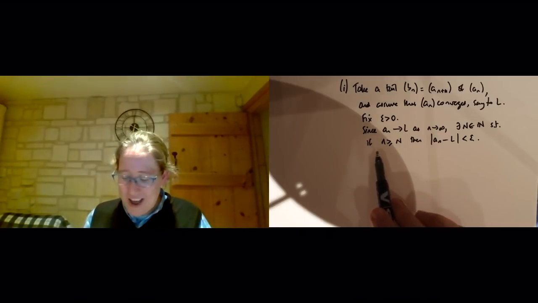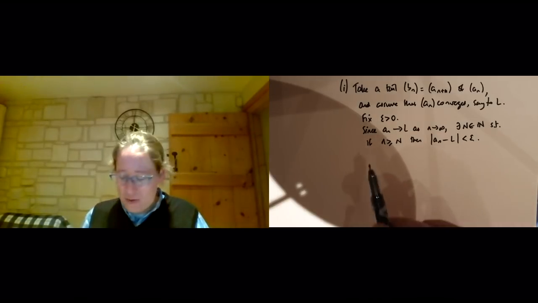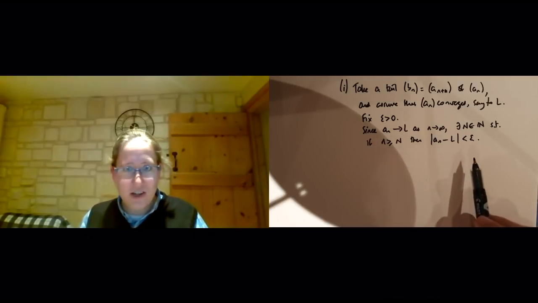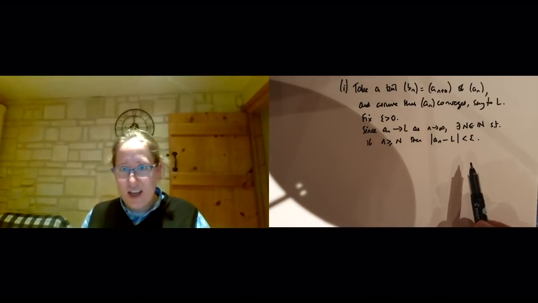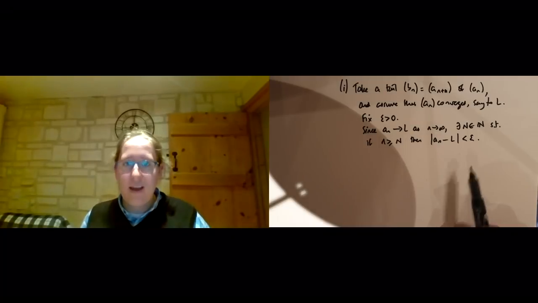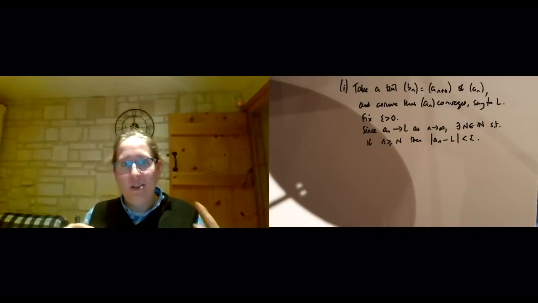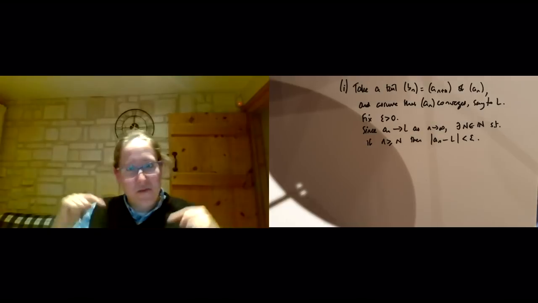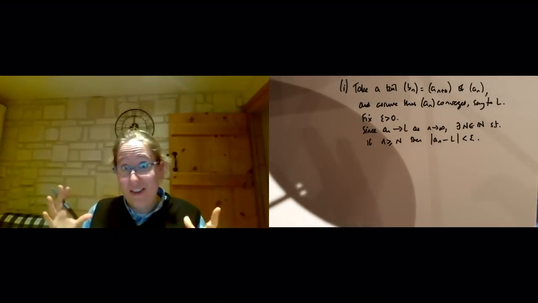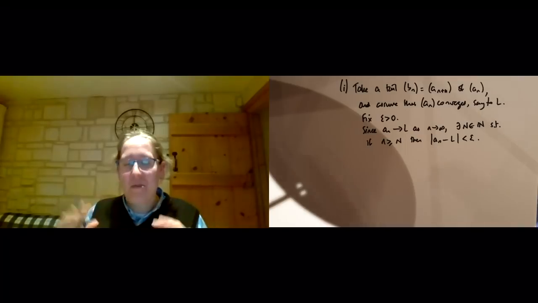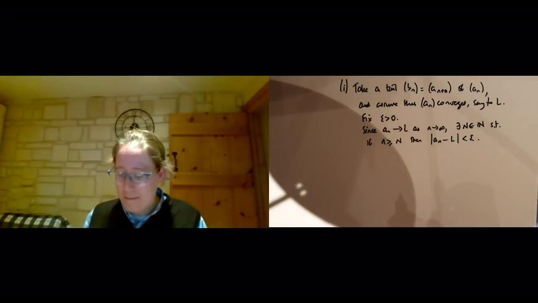Why have I written if n is greater than or equal to N then, rather than for all n greater than or equal to N, such and such is true? I find the logic easier to work with in this way. I stated it the other way in the results because it's easier to negate the statement with the for all. So they're equivalent, they say the same thing. Pause and check if you need to think about why they say the same thing.